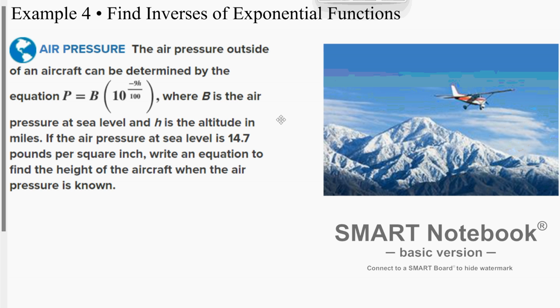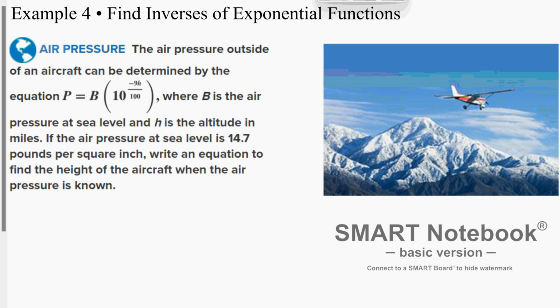Example number 4, finding inverses of exponential functions. So we have the air pressure outside an aircraft can be determined by the equation P equals B times the quantity 10 raised to the fraction negative 9h divided by 100, where B is the air pressure at sea level and h is the altitude in miles.